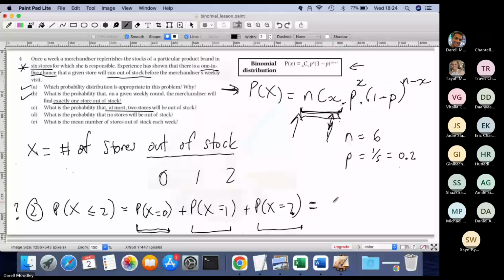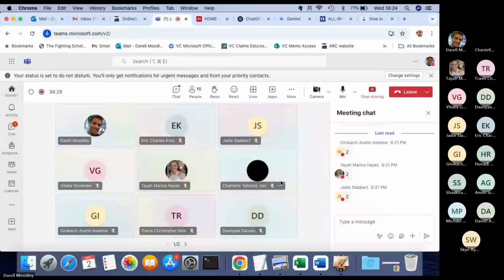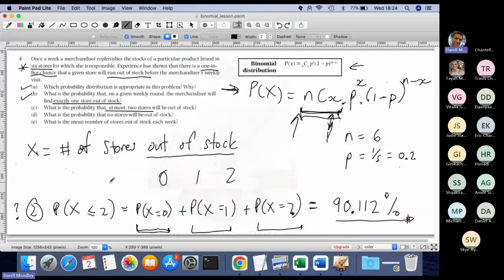When you add them up, you get a value of 90.112%. That's the answer, 90.112%. Let me just check the chat. Any questions? I'm glad everyone understands how to write that inequality. What I mean is you understand how to write this part here out. It's very important that you're able to do it.